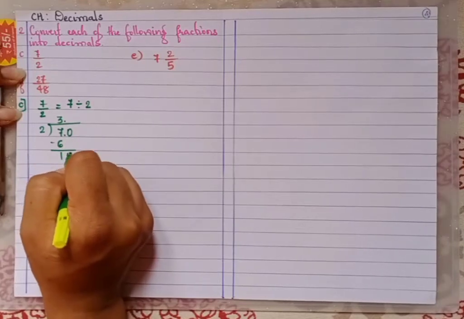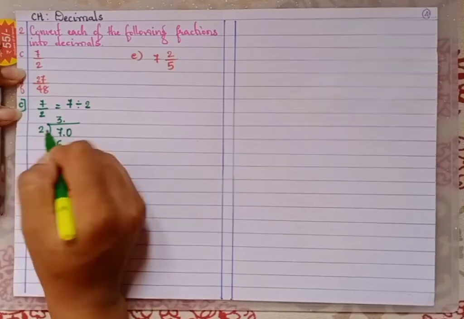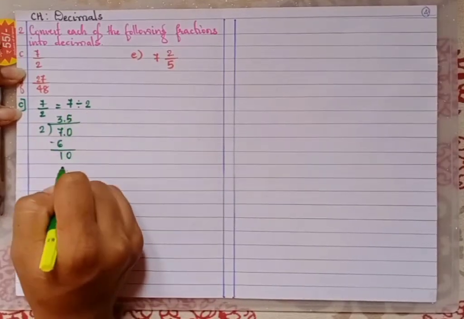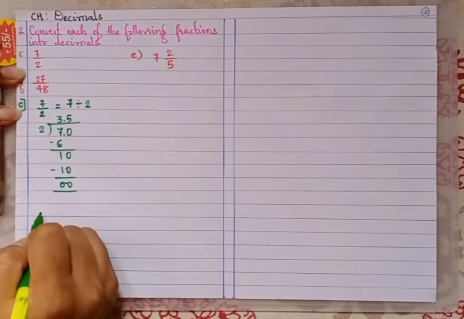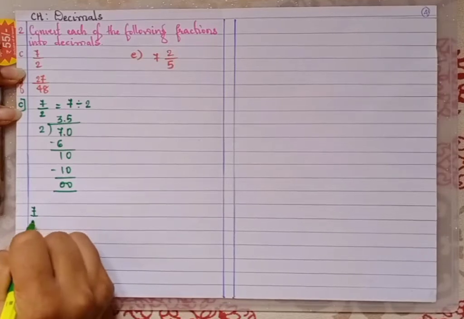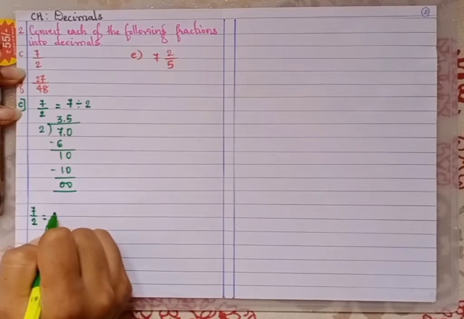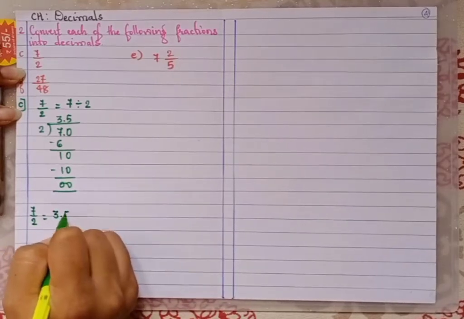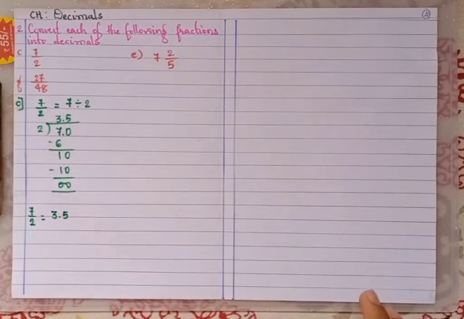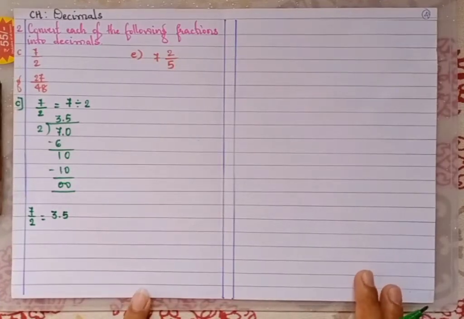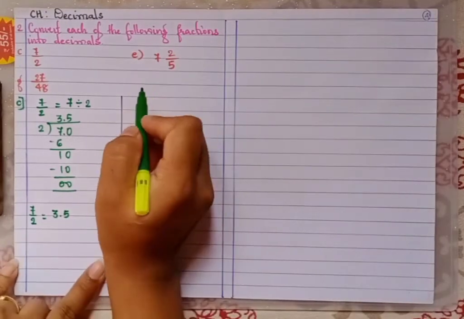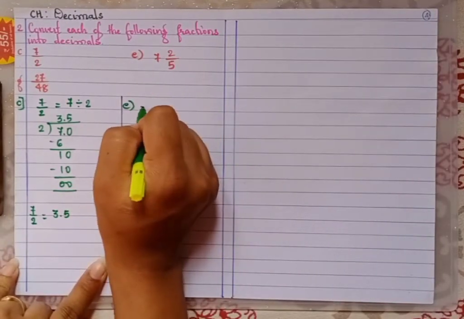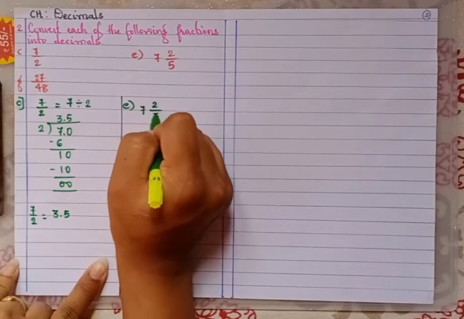Take the next digit down, that is 0. Now 2 5s are 10, and from 10, 10 goes out, remains 0. Therefore, 7 by 2 can be written as 3.5. So after solving this fraction, we'll get 7 by 2 equals 3.5. Similarly, let's see E example. So E example is 7 and 2 by 5.